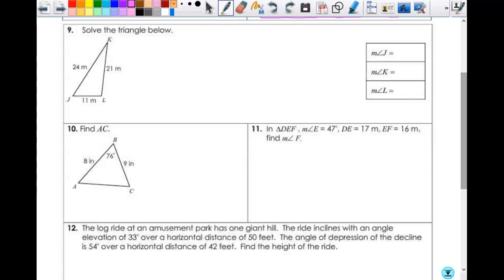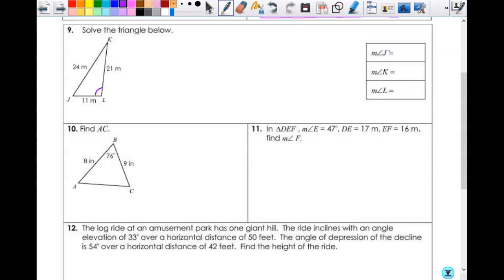When I did this the first time, I went through and found angle L first, just because that's the one I picked. So I found angle L and got an answer over here. Then I found angle K and got an answer here. Then I add these together, subtract from 180, and get angle J. That's where my answers came from, and they are actually the correct answers.